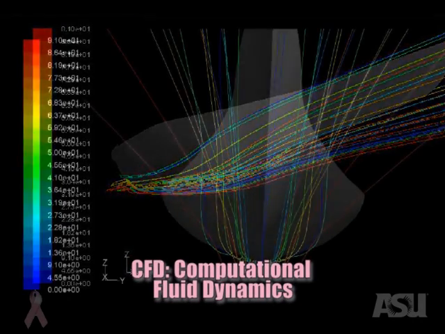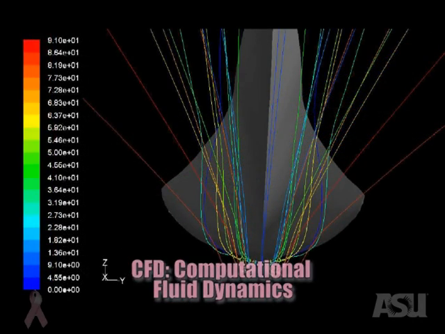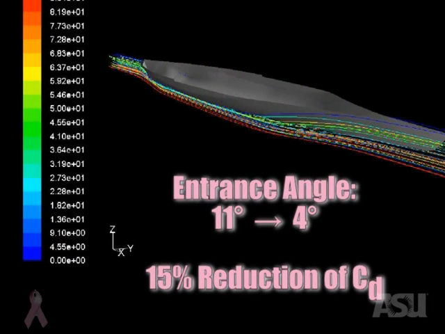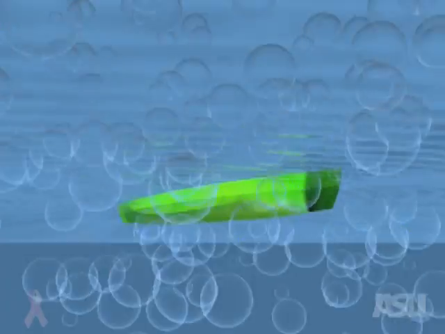At the same time, a CFD analysis was performed on Breastroke in order to calculate the results of a narrower entrance angle. Going from 11 degrees to a 4-degree entrance angle, we were able to reduce the drag coefficient by 15%.